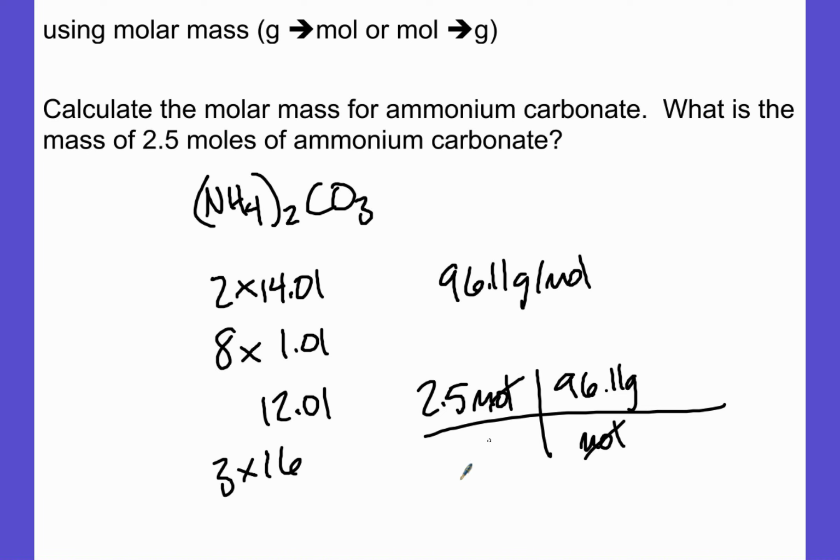Now, multiplying here, I happen to get an answer of 240.275. I'm going to round it to 2 sig figs because I have to use sig figs. And I'm going to get 240 grams, exactly 240. So it's not 2.4, it's 240. But that's my mass of the ammonium carbonate. I just put a label on it. And then we're good, right?